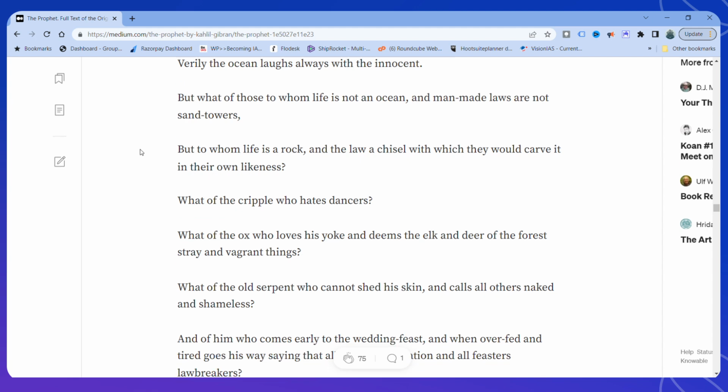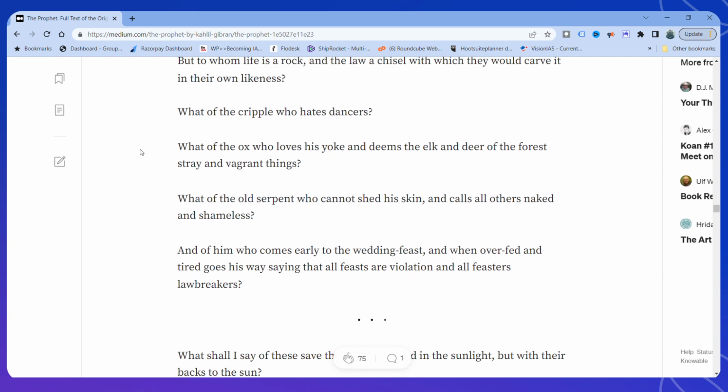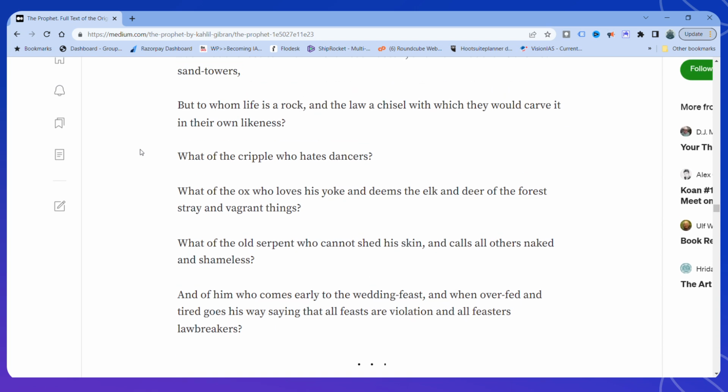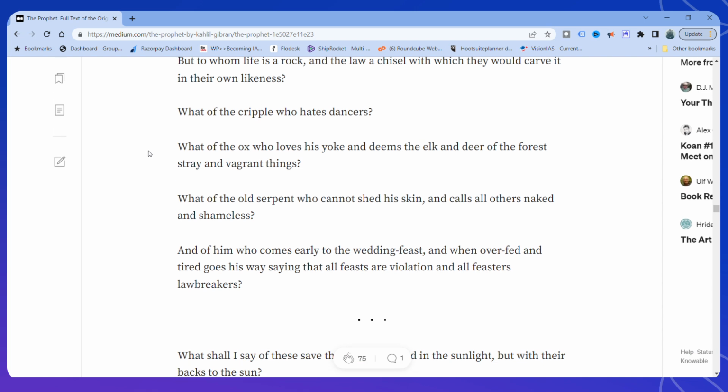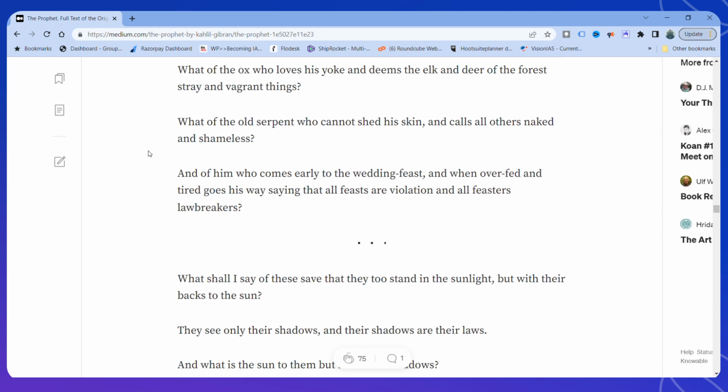But what of those to whom life is not an ocean, and man-made laws are not sand towers? And to whom life is a rock, and the law is a chisel with which they would carve it in their own likeness? What of the cripple who hates dancers? What of the ox who loves his yoke and deems the elk and the deer of the forest stray and vagrant things? What of the old serpent who cannot shed his skin and calls all others naked and shameless? And of him who comes early to the wedding feast, and when overfed and tired goes his way, saying that all feasts are violation and all feasters are lawbreakers?